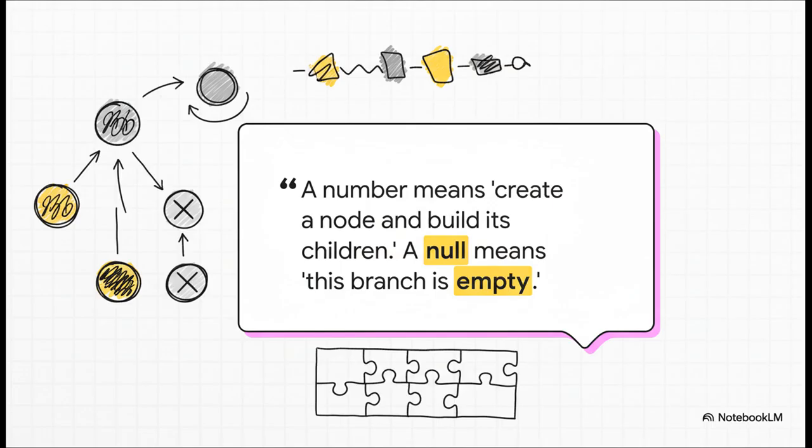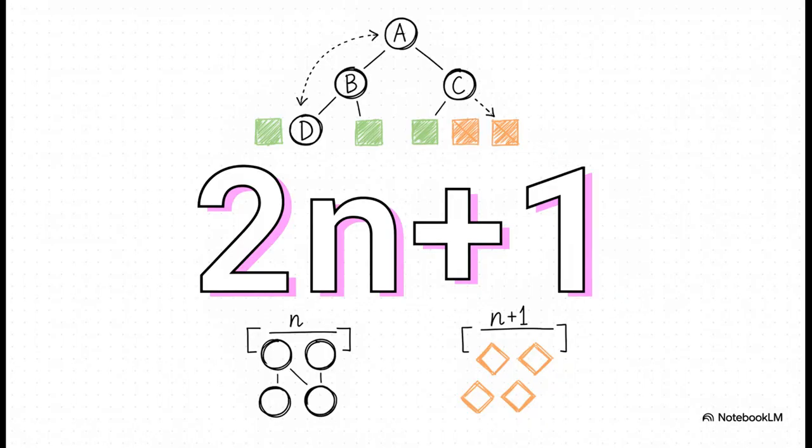If you see a number, you create a new node, and then you start building out its children. If you see a null marker, that's your signal to stop. That branch is empty. You just return. It's that simple.